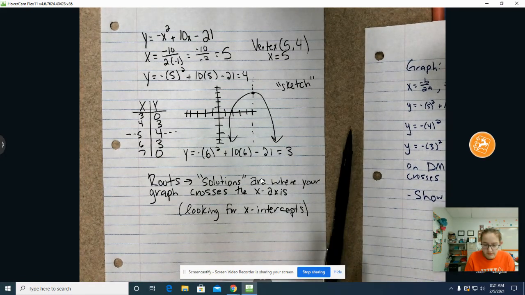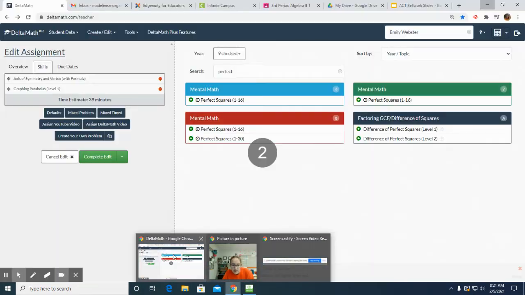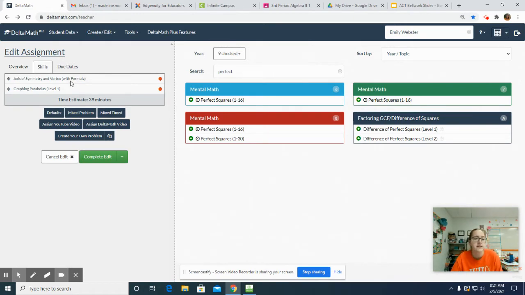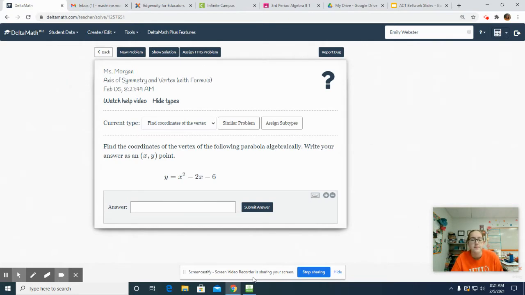Okay, so let me hop on over to Delta Math and show you your assignment. Here we go. So the first part of the assignment is axis of symmetry and vertex. So we're not really worried about graphing just yet. So it'll tell us on the problem, find the coordinates of the vertex of the following parabola algebraically. Write your answer as a coordinate point. So it's going to give you a quadratic in standard form, and you're going to use that x equals negative b over 2a to find your x value, and then plug it in and find our y. So we've been doing that the whole time in our notes, but this is just focusing on that part. It's not focusing on the graphing just yet.